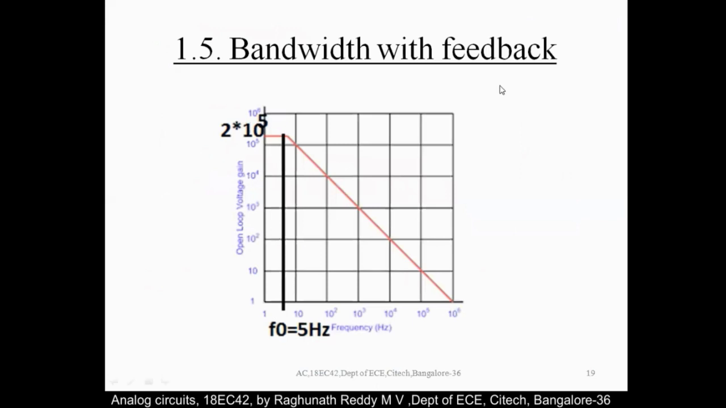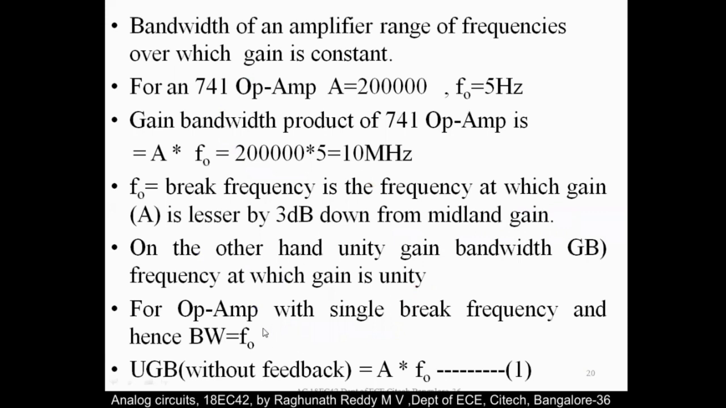Next, bandwidth with feedback. This is the frequency response of an operational amplifier without feedback. The constant gain A starts at 0 frequency because it is a direct coupled amplifier inside the op amp. So it starts here and stays constant initially till here, then it starts decreasing. This is called the 3 dB frequency or breakover frequency. The bandwidth of an op amp equals only f naught. So unity gain bandwidth without feedback equals A into f naught.